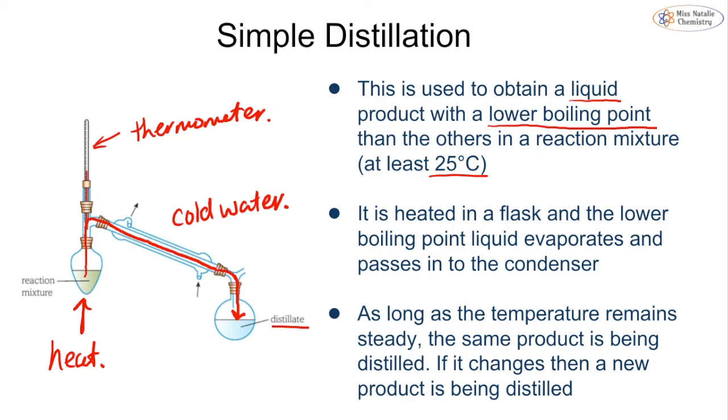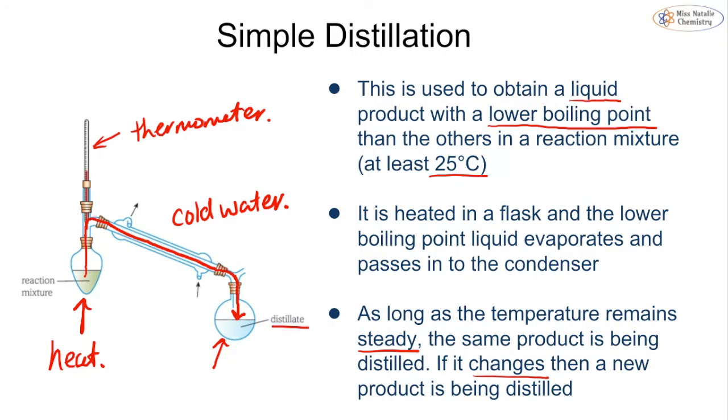As it's passing through the condenser and it's cooling down, you can see that we can always be checking the temperature, and as long as the temperature remains steady, we're going to be distilling off the same product. Anytime that we get a change in that temperature, if we get a spike a little bit further up, it means that we're getting a new product that's being distilled. So we would probably want to swap out the round bottom flask so that we're not mixing two organic products together that we maybe wanted to separate.